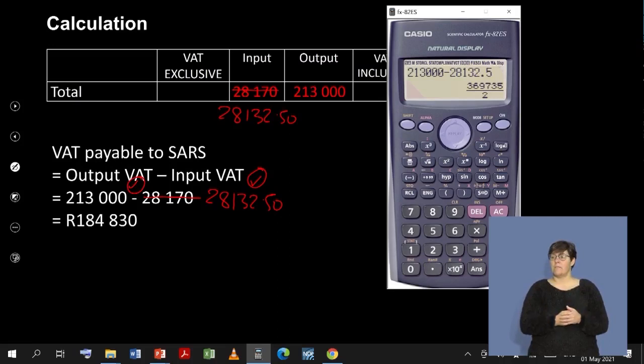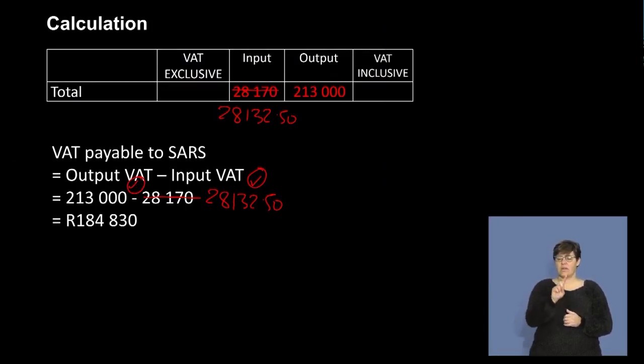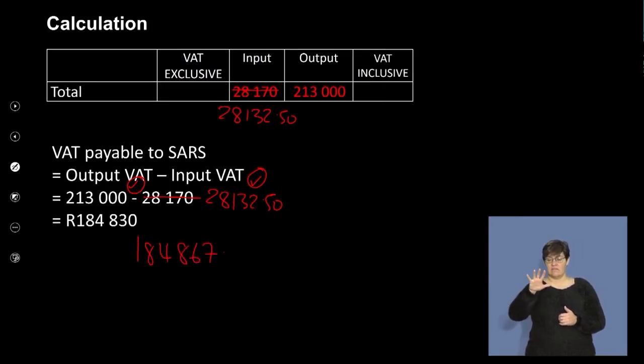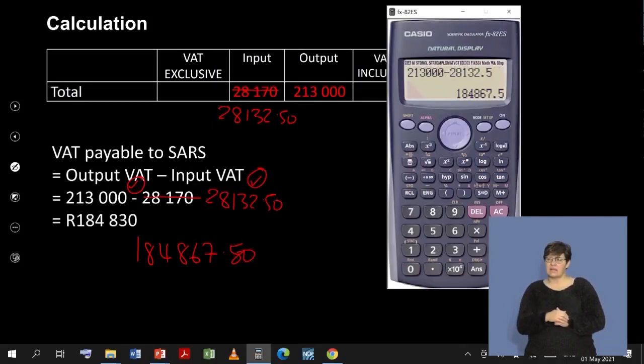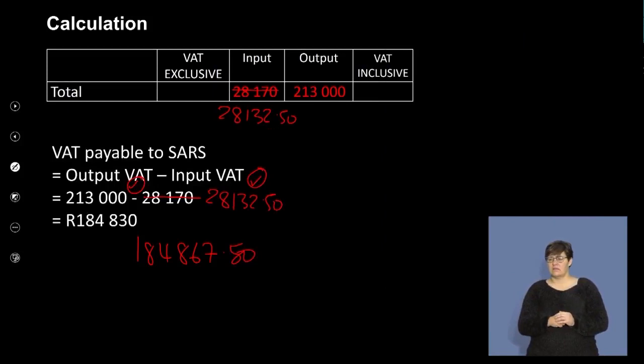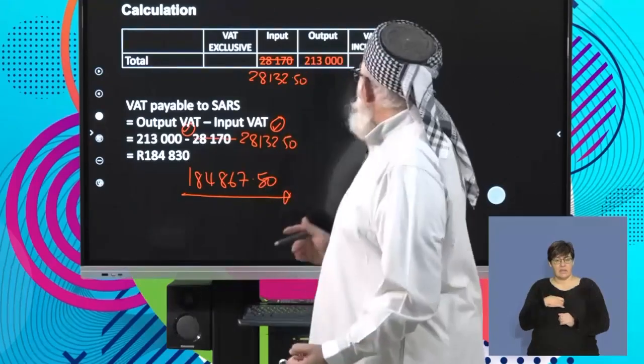And this gives me a figure of 184,867.50. Let's get that figure, 184,867.5. Right? Let's just check that figure one more time there. There we go, 184,867.50.